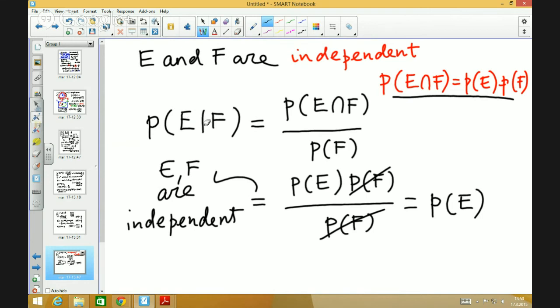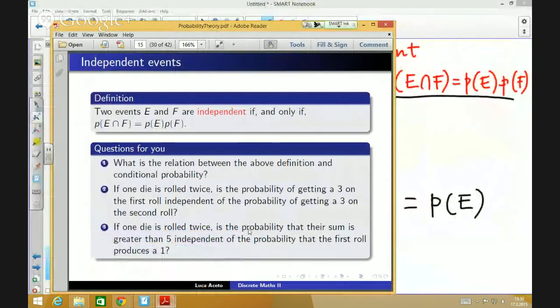Any doubt about this? For once, probability can be something that makes intuitive sense. There are lots of cases in which it doesn't. So leave all your intuition behind and use the formula to get them right. But let's see what happens. Suppose you have a die, you roll it twice. Is the probability of getting a 3 on the first roll independent of the probability of getting a 3 on the second roll? What would you say?